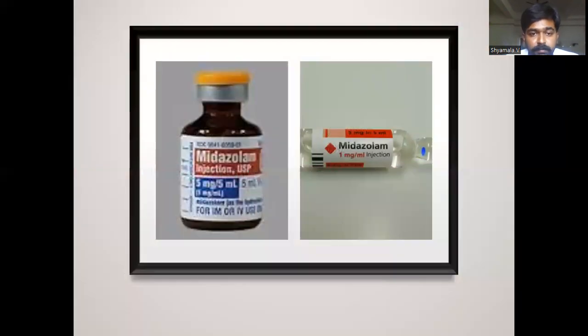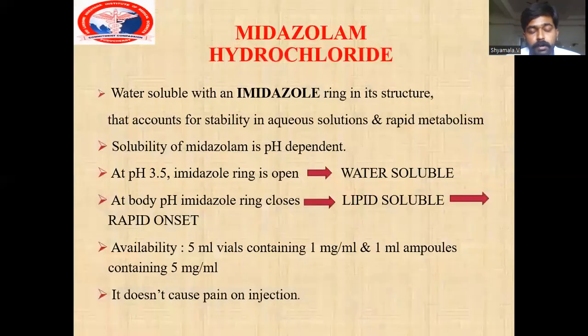So this is midazolam. You can see we can get it in vial or ampoule form. On the right side you can see the ampoule, on the left side is the vial, where we can see a 5 ml vial. Even 10 ml is also available. Each ml contains 1 mg of midazolam. So the most commonly available form has 1 mg of midazolam per ml. You can dilute it.